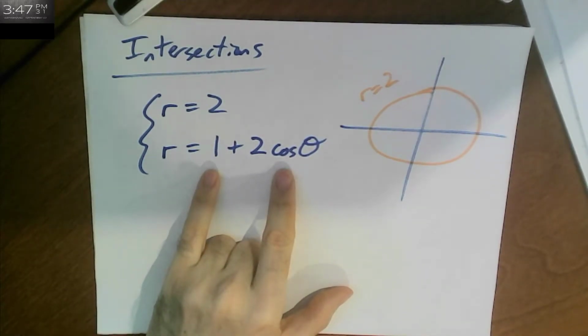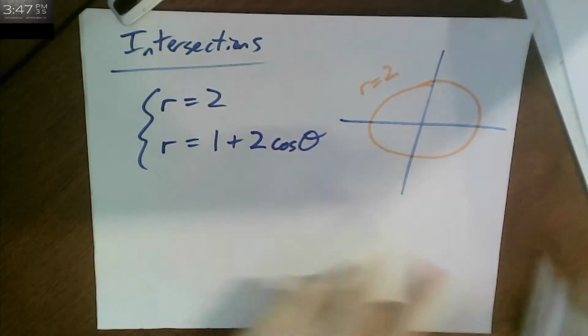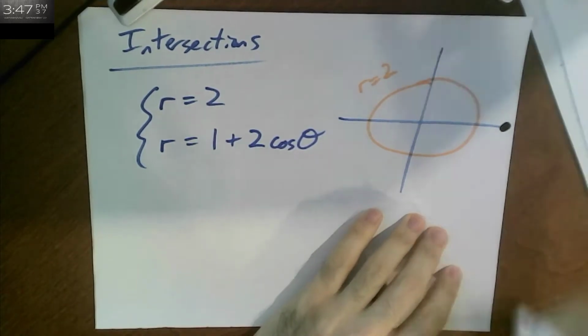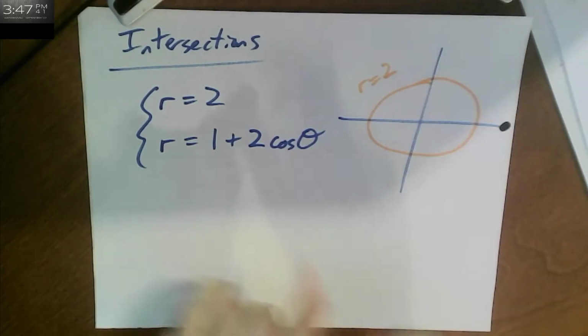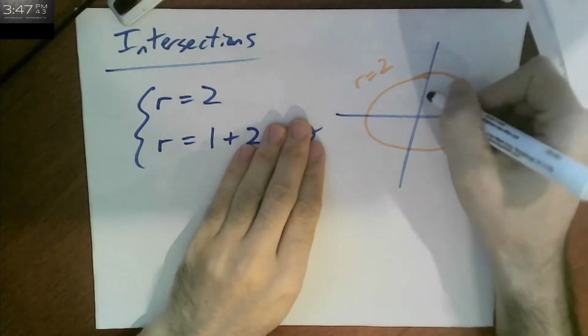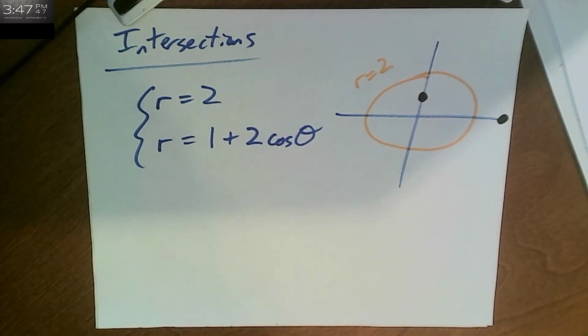So let's plot some points if we need to and think about it. When theta is 0, we get 1 plus 2, so it's 3. So it'd start out here. By the time we get to pi over 2, we're going straight up. It's 0 here, so it's only a radius of 1. And we know that this is a limaçon, so we already know the rough shape. Some more points if you want, or you don't have to if you don't want to.